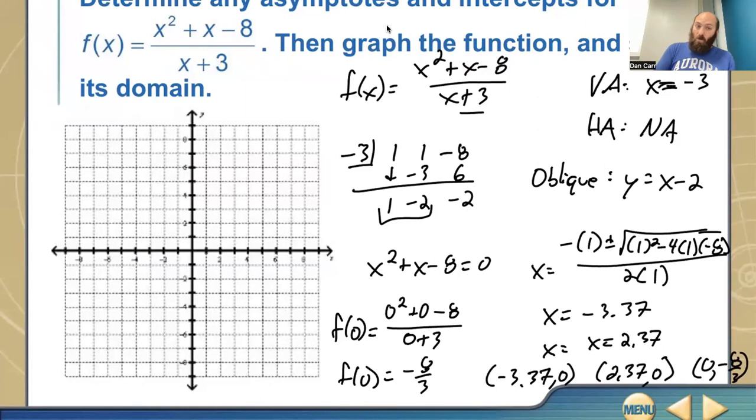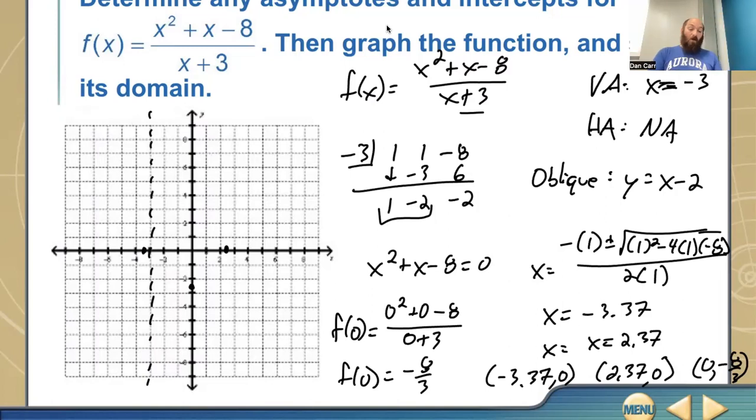So let me plot those points along with my vertical asymptote at negative 3. Okay, and I'll get to plotting the horizontal or the oblique asymptote in just a minute here. So negative 3.37, I'll estimate about right there. 2.37 would be about right there. And I'm crossing at 0, negative 8/3. So it's almost a negative 3 right about here.